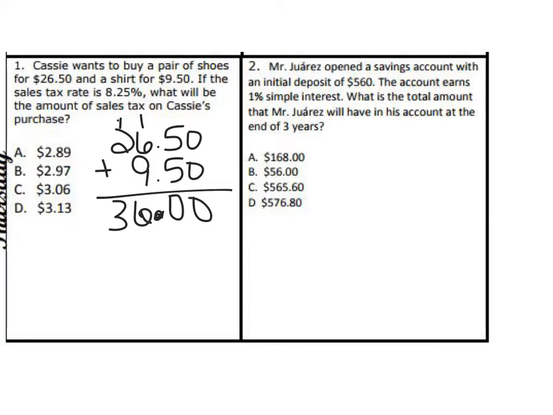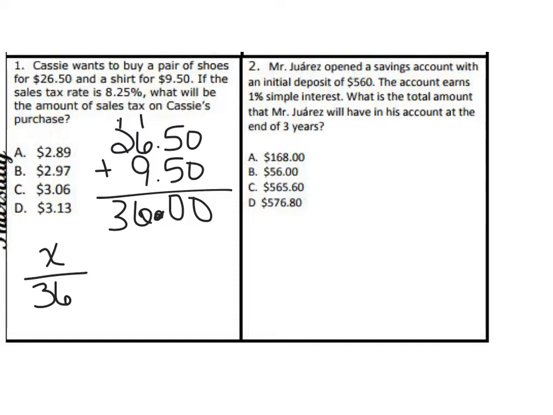So all we have to do now is find the sales tax. So we could do it two ways. We could change the percent to a decimal and then multiply, or we could do cross products. So which one do you prefer? Cross products? Okay. So then we know we're looking for sales tax and $36.